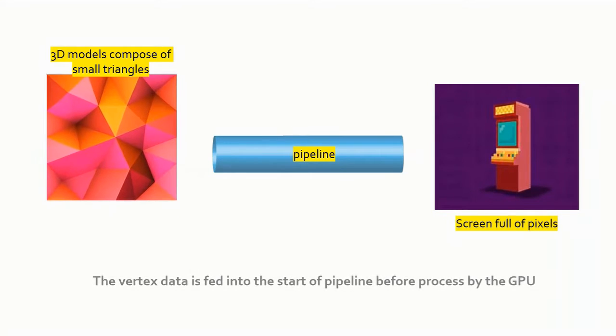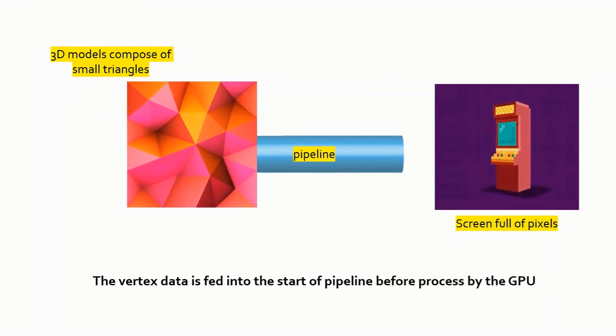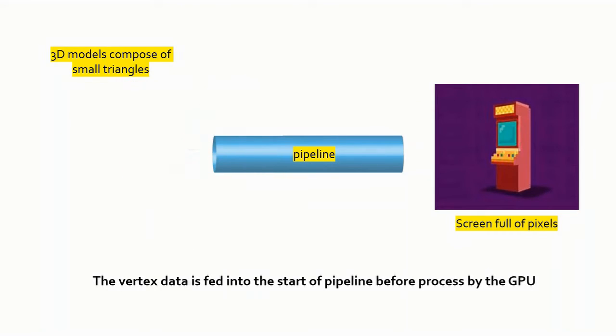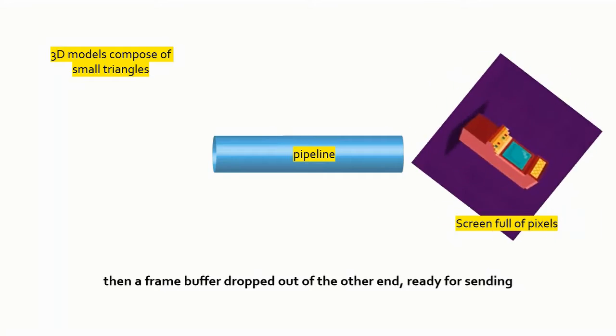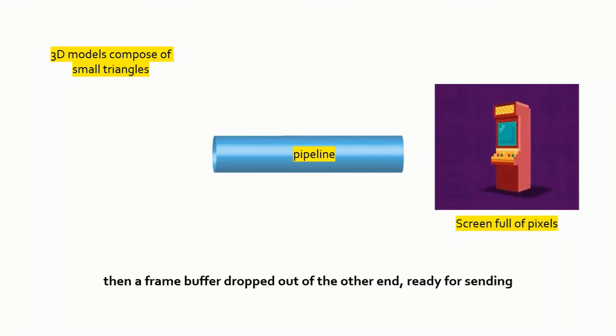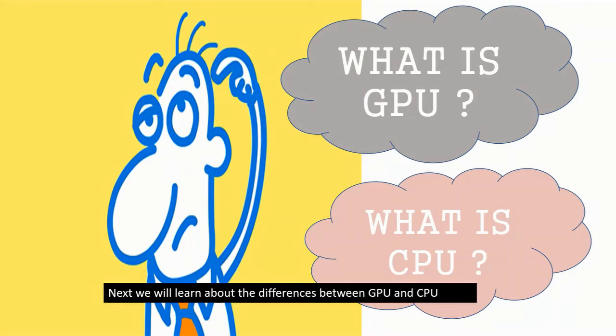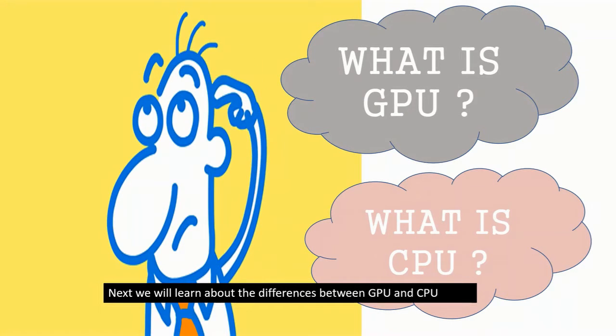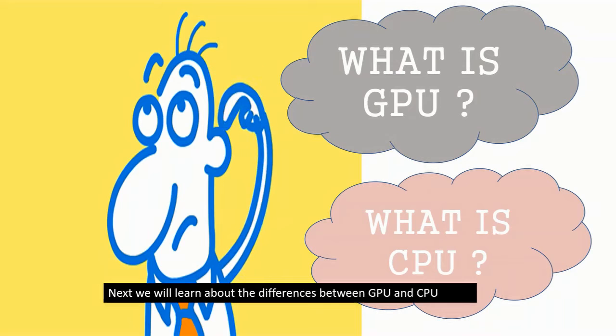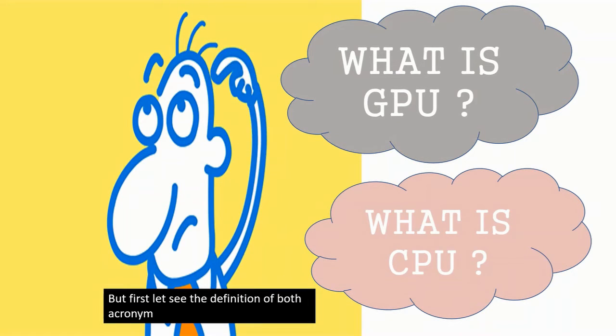The vertex data is fed into the start of pipeline before processed by the GPU. Then a frame buffer drops out of the other end, ready for sending to the display. So next, we will learn about the differences between GPU and CPU. But first, let's see the definition of both acronyms.